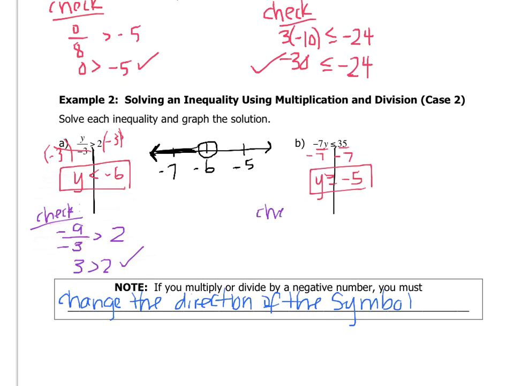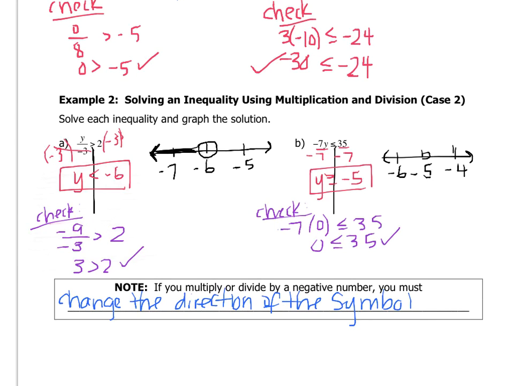And let me just check to confirm that I've done it correctly. I can use 0, so I will check 0. So negative 7 times 0 is less than or equal to 35, and that is true. So it checks. And finally, I'm going to graph it. So negative 5, negative 4, negative 6, closed circle. And this side gets colored to the right. That's where 0 would be, and greater than goes to the right.